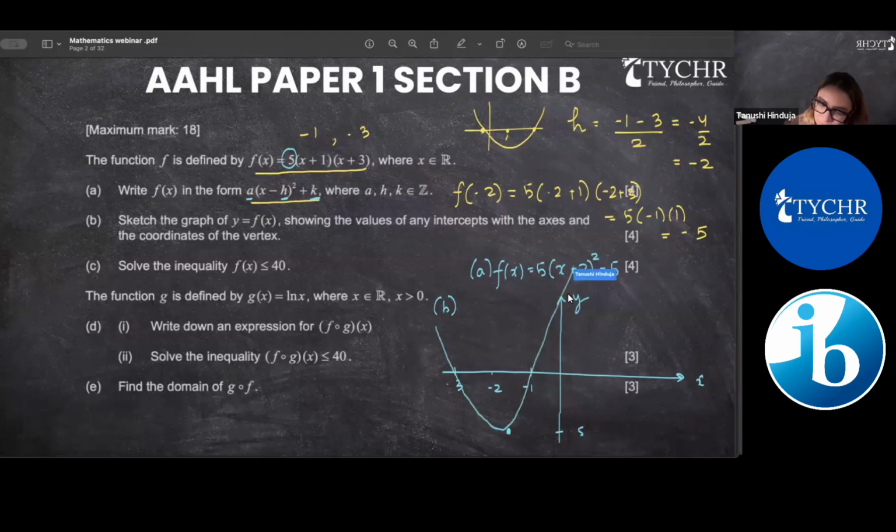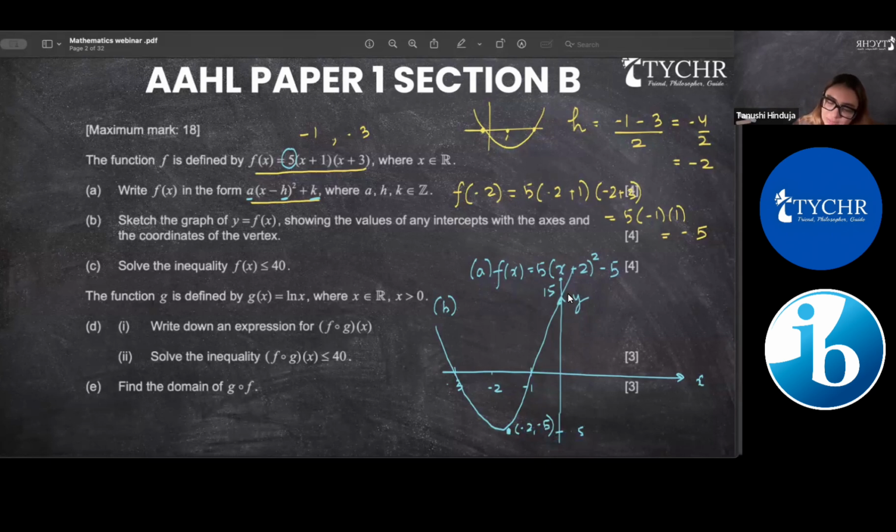We also have the y-intercept, which would be 15. If you put x as 0, you'll get 15, so that's where the graph would cut the y-axis. So that's the graph. They also asked us to mark the vertex, so we'll mark (-2, -5).